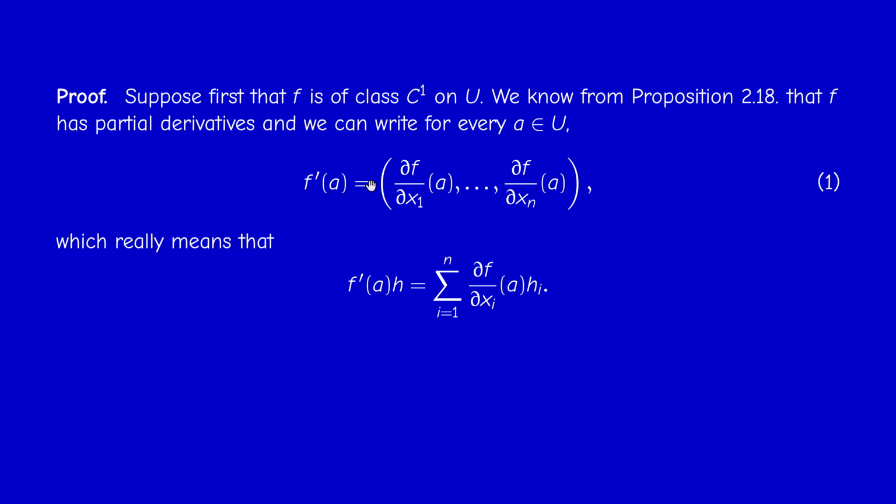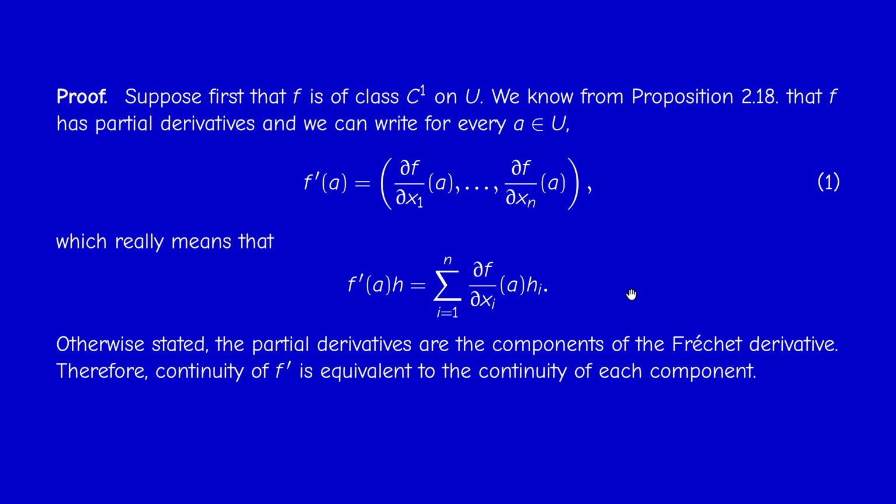So this equation 1 implies that as a function of A, if f prime is continuous, then of course all the components are continuous. And conversely, if all the components are continuous in A, then f prime is continuous in A. And this is a standard result in topology. Okay. So continuity of a vector is equivalent to the continuity of all its components. So this is one direction.